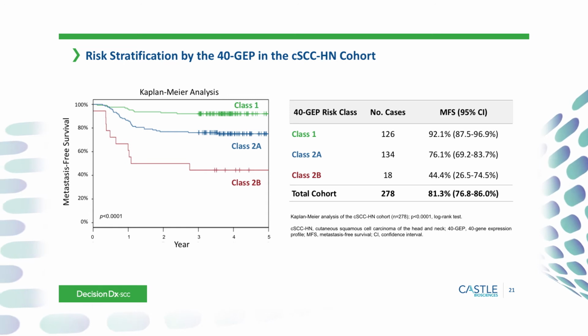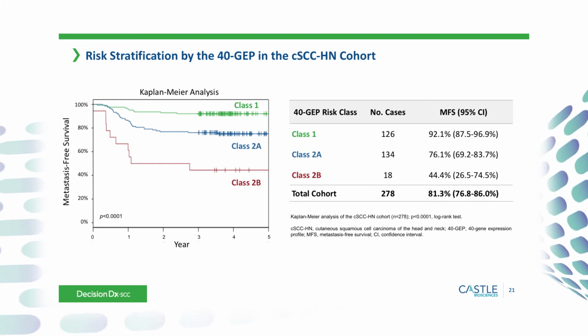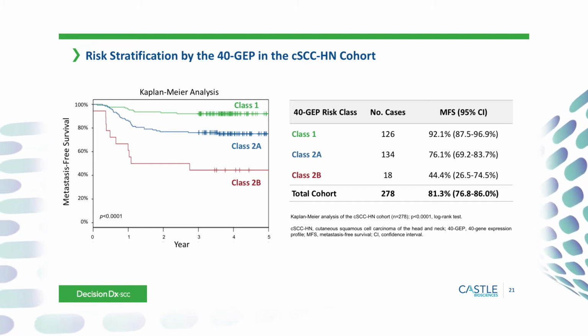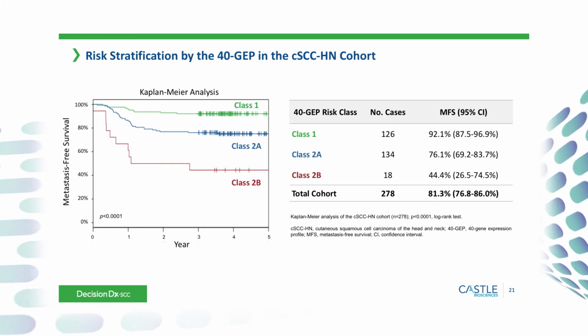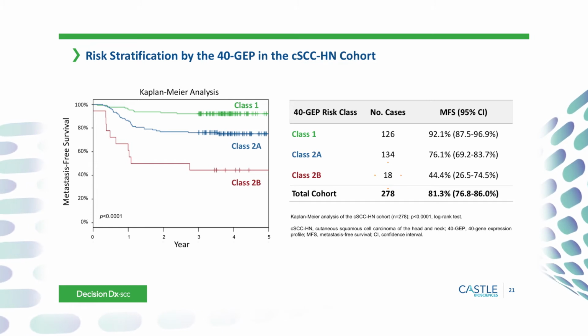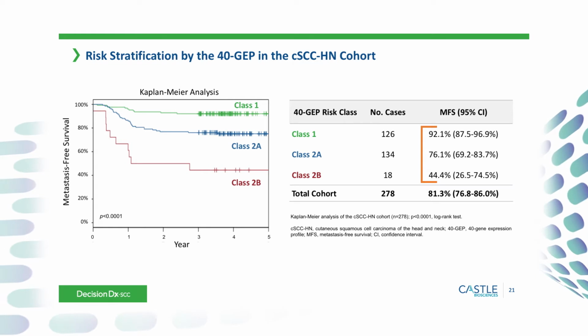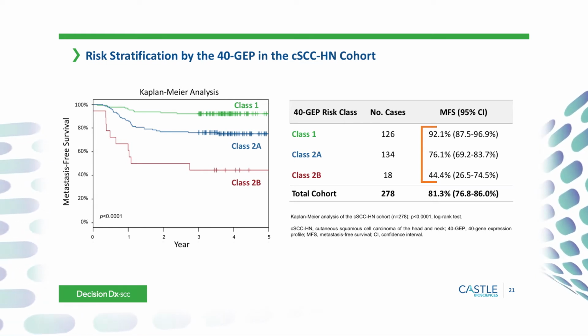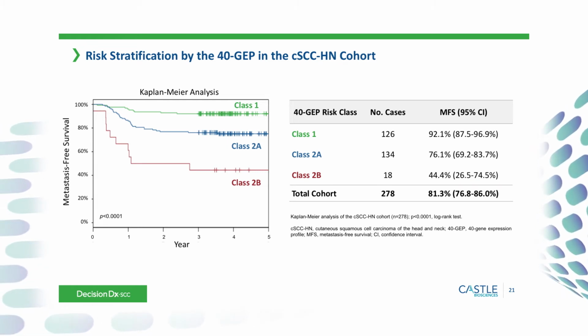So, you know, jumping right into what we saw regarding risk stratification. So you can see how many cases were in each category, very similar to the total cohort, meaning about even numbers, class 1 and class 2A, much smaller cohort in class 2B. But as you look to the numbers on the right for the metastasis-free survival numbers, you see significant differences in the numbers. So 92% in class 1 and all the way down to 44% in class 2B. So again, very relevant for clinical decision making and for clinical evaluations.